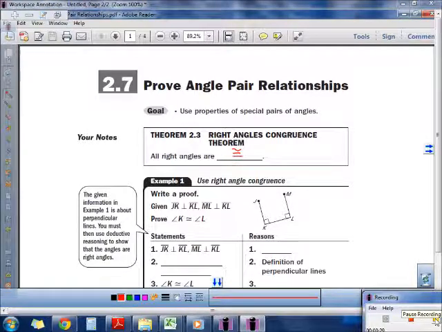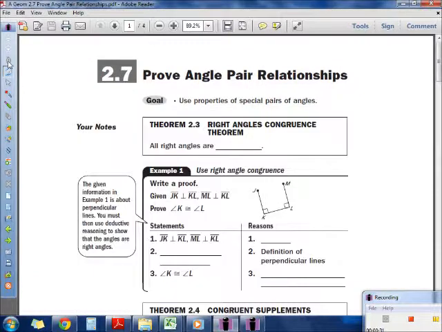So this is pretty obvious. Anywhere I have a right angle, doesn't matter where, even in this little box, if they're right angles, then they're all congruent. The next one says write a proof. So we got to look at this one carefully.